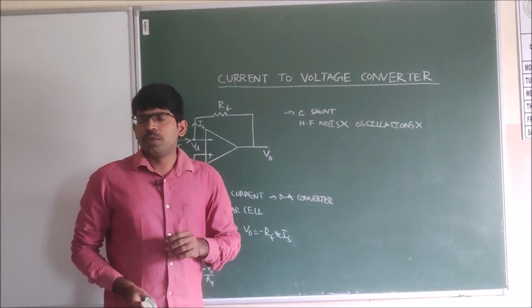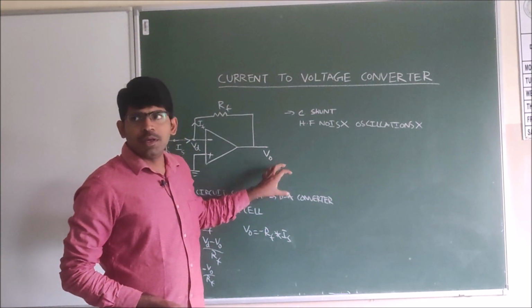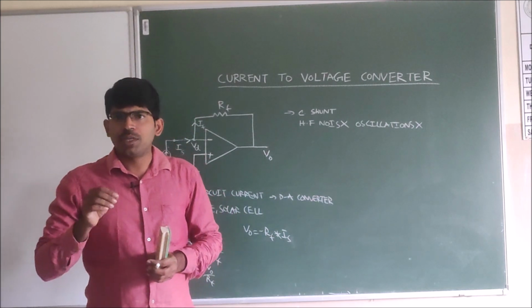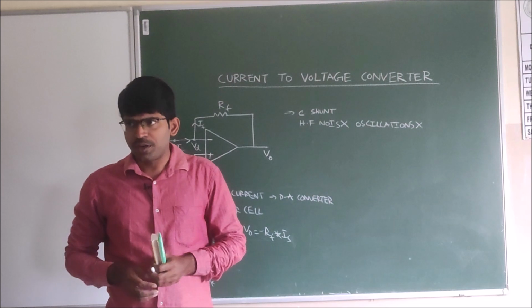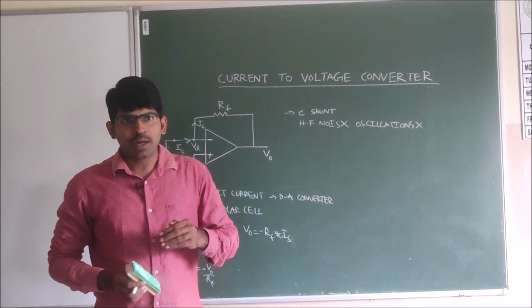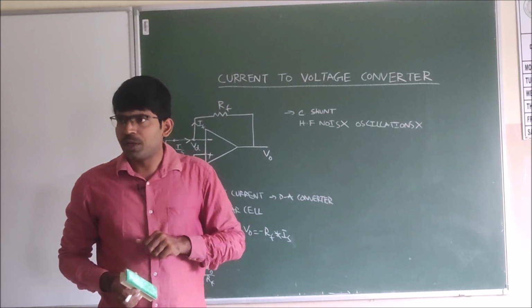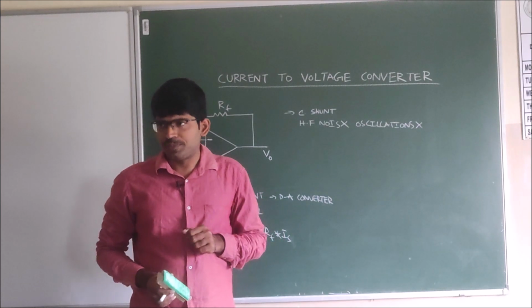Already we discussed the voltage to current converter. When we give the input voltage, the output current is modified with respect to the changes in the input voltage. If the input current is increasing, the output voltage should increase. Then we have to go for the current to voltage converter.